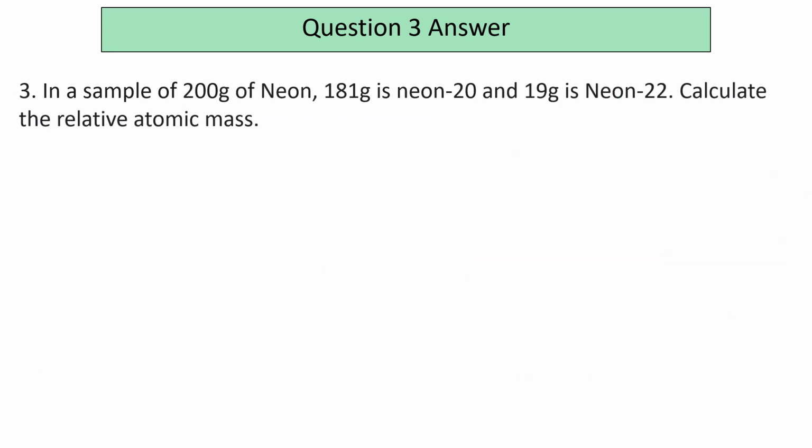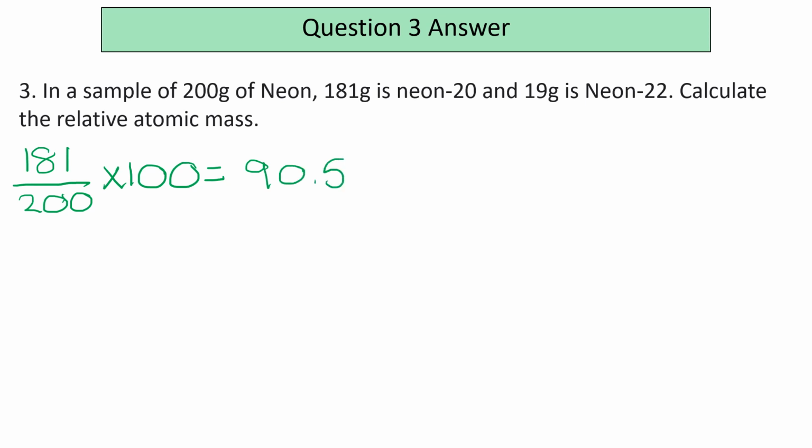And finally, question 3, again asked in a slightly different way. In a sample of 200 grams this time, 181 grams is neon 20. So again, we need to work out the percentage abundance. And to do that, we just do a calculation that looks like this. So we're saying 181 out of 200 is neon 20. So to work that out as a percentage, we multiply by 100, and that will give us an answer of 90.5%, which is neon 20.